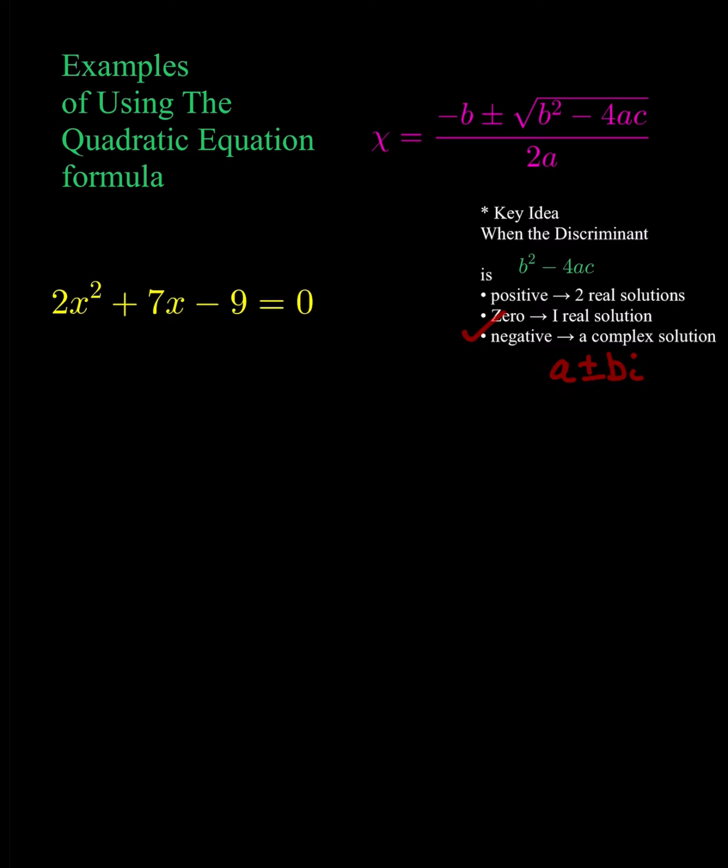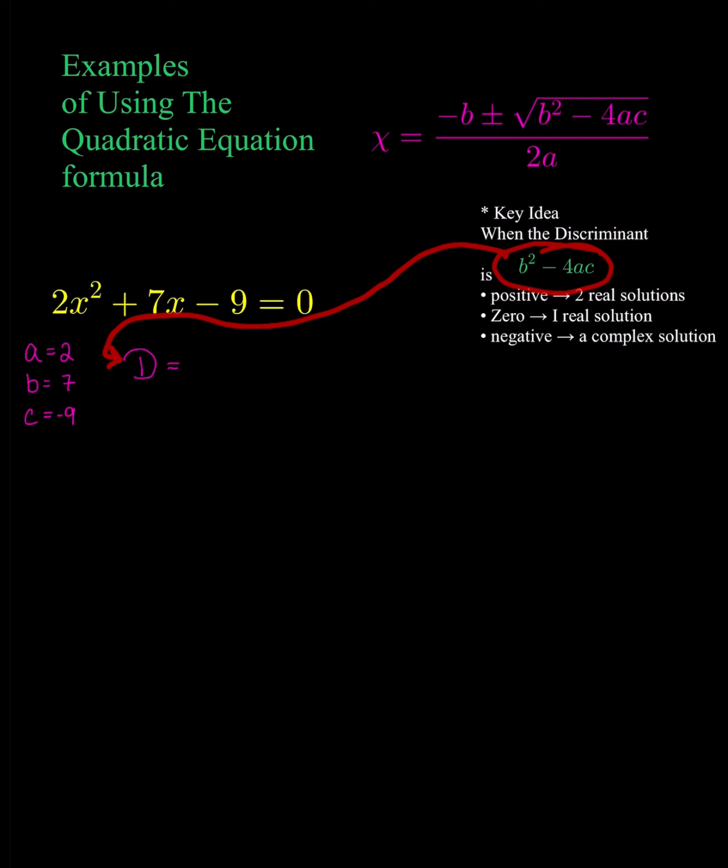In the following example, we have the quadratic equation 2x squared plus 7x minus 9 equating to 0. The first thing to do is to label each of these terms. The value of A will be 2, the value of B will be 7, and the value of C will be negative 9. The first thing we will look to find is the discriminant. We'll call that big D.